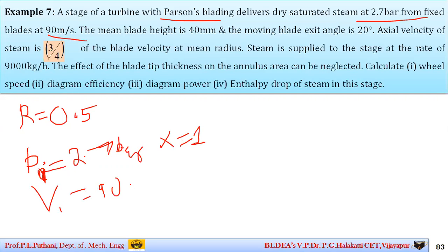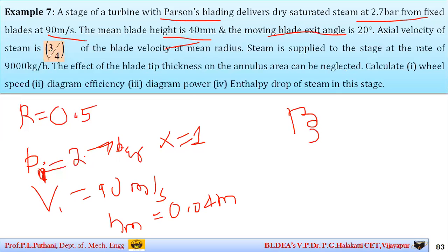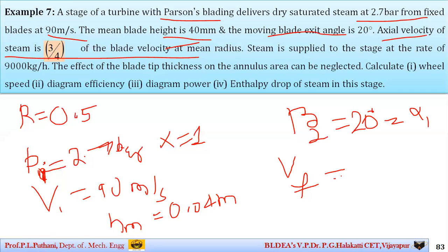Then he has said the mean blade height, that is the height of the blade, Hm, is equal to 40 mm, that is 0.04 meters, the conversion. The moving blade exit angle, so moving blade is nothing but beta, as it is the exit angle, it becomes beta 2, which is equal to 20 degrees. And in the reaction turbines, you know, beta 2 is equal to alpha 1. Then he says the axial velocity of the steam, that is Vf, is 3/4 of the blade velocity, that is U.